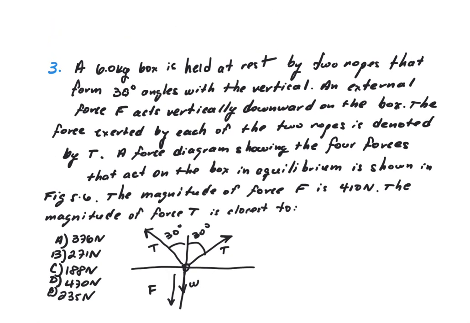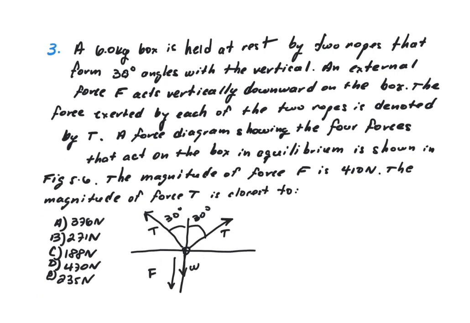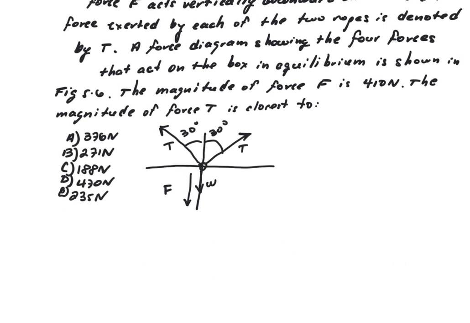Alright, so question 3 on chapter 4 says a 6 kilogram box is held at rest by 2 ropes that form 30-degree angles with the vertical. An external force F acts vertically downward on the box. The force exerted by each of the 2 ropes is denoted by T. A force diagram showing the 4 forces that act on the box in equilibrium is shown in figure 5.6. The magnitude of force F is 410 newtons. And it's asking for the magnitude of the force T is closest to.